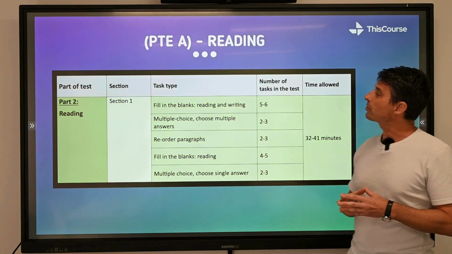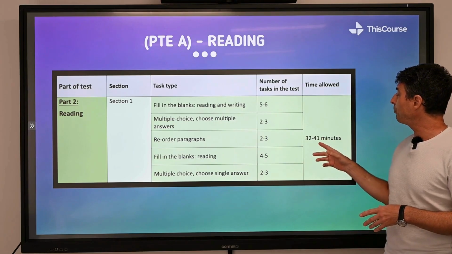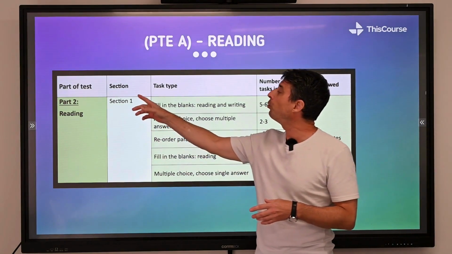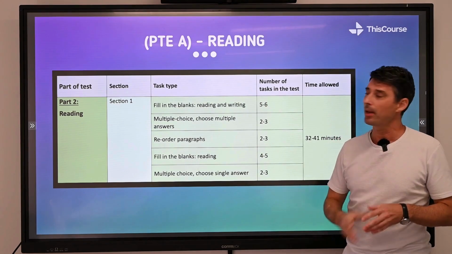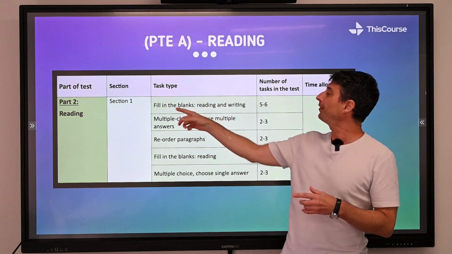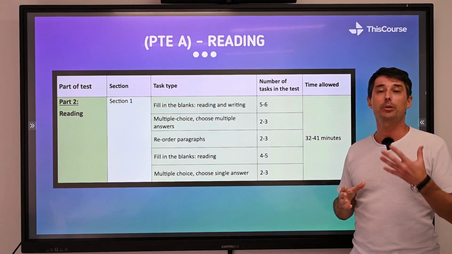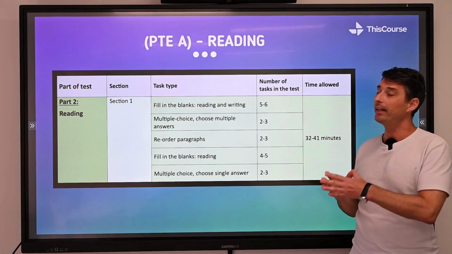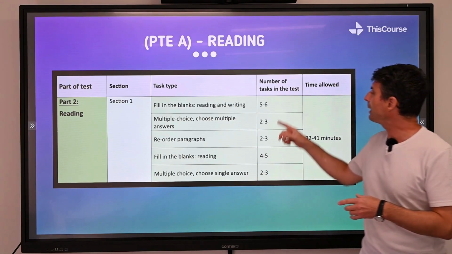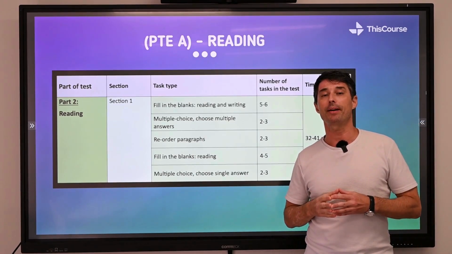The next slide shows part 2 of the exam, which is reading. This part of the exam will last for between 32 and 41 minutes, and there's only 1 section in this exam. There are 5 different task types, and the first task type, fill in the blanks, reading and writing, is an integrated task, which means it's a combination reading and writing core skills task. You'll have to complete between 15 and 20 different tasks in this part of the exam.